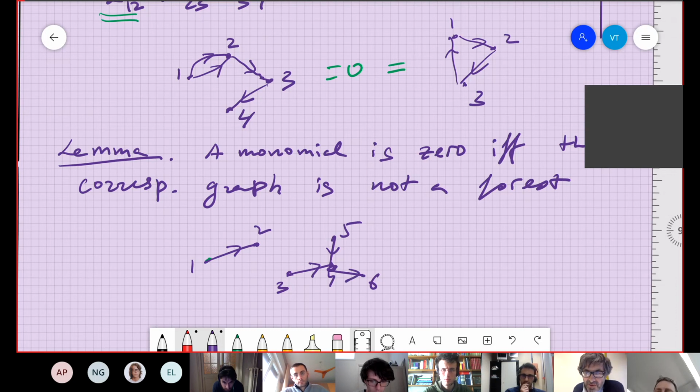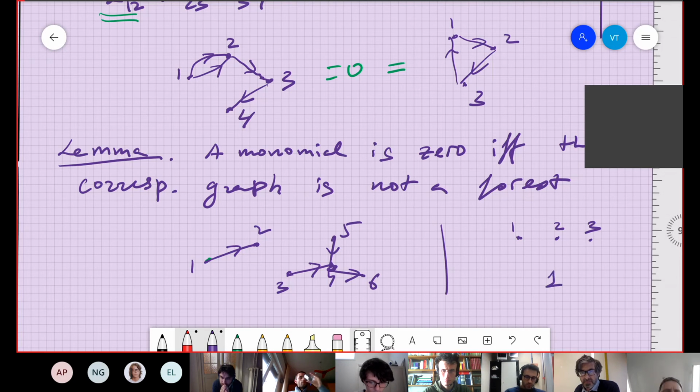So you mean by forest a union of trees? Right. Forest means disjoint union of trees. So there are no cycles. An example of a forest would be an element like this, with no edges at all. And this is just the unit in the corresponding algebra. It's also a monomial, but it's just the unit in the algebra, and it corresponds to just 1.